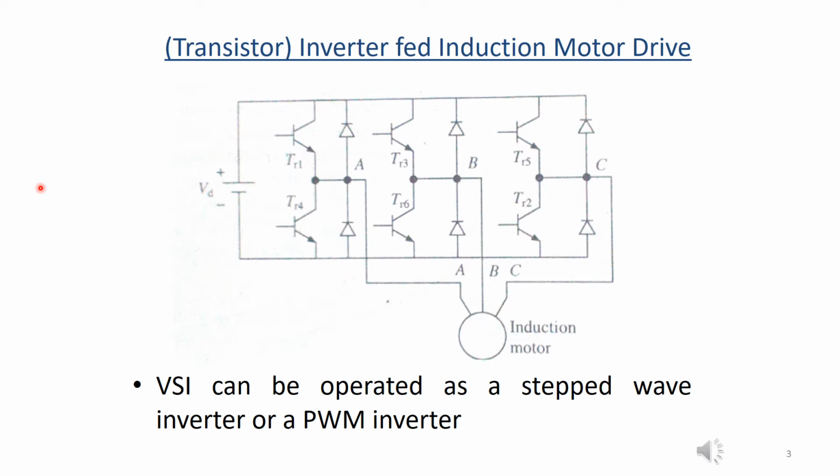The figure shows the voltage source inverter fed induction motor drive. So here we have a supply DC voltage VD and we have 6 switches. The switches can be a power transistor or power MOSFET or an IGBT. These inverter configurations feed the induction motor. The voltage source inverter here can be operated as a step-down inverter or a PWM inverter.